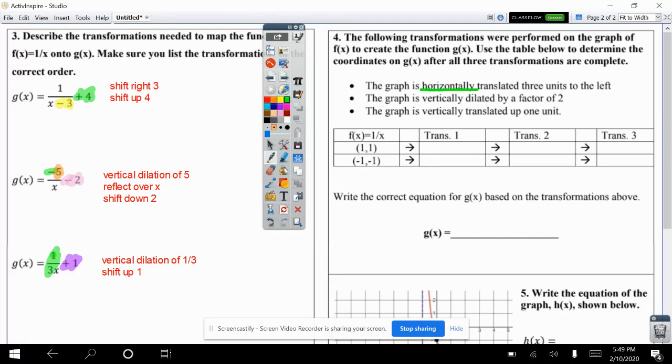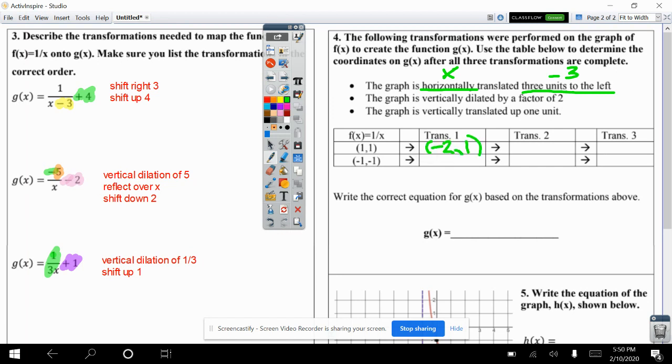So I see the horizontally. That means I'm going to change my x. 3 units to the left. That's telling me to subtract 3 from my x values. A lot of people are like, I thought it was the opposite. It's only the opposite when you're looking at an equation. If I'm actually moving a point, think about if you move a point to the left, you have to subtract 3 to get it to go left. So if my original point is 1, 1, and I subtract 3, I'm only subtracting 3 from x, so I end up with -2, 1.